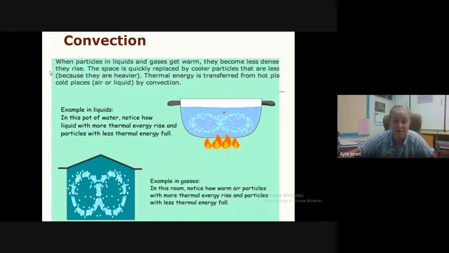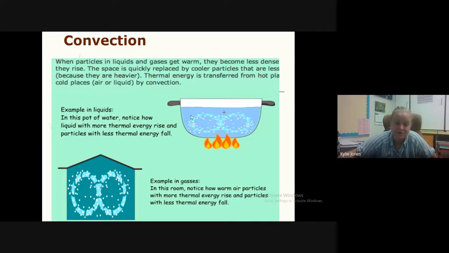Okay, our next one is convection. This is when particles in liquids and gases get warm, they become less dense and they rise. And the space is quickly replaced by cooler particles that are heavier, because they're more dense. Thermal energy is transferred from hot places to cold places by convection. So our example, if we think about a liquid, if we're boiling a pot of water, notice how the liquid with more thermal energy rises and particles with less energy fall.